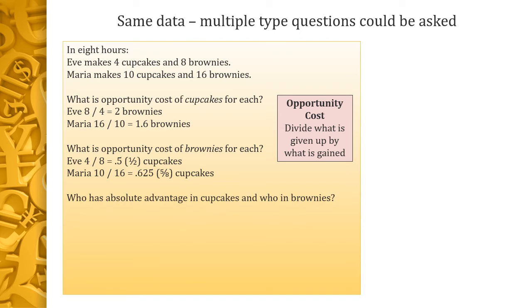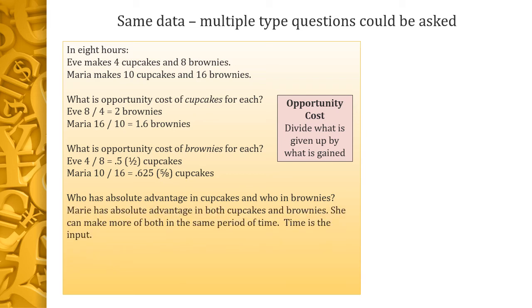What about absolute advantage? Who would have absolute advantages in the cupcakes and who would have it for producing brownies? Well, we have to remember absolute advantage is the person who makes the most. So in this case, when we look back at the original data, Maria is the one who makes the most cupcakes and the most brownies. So she has the absolute advantage in both of these.